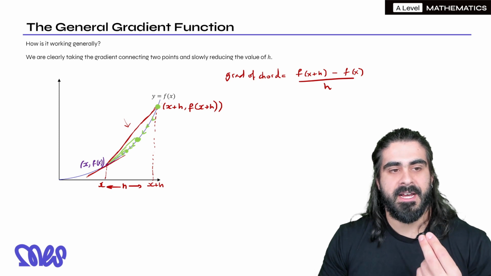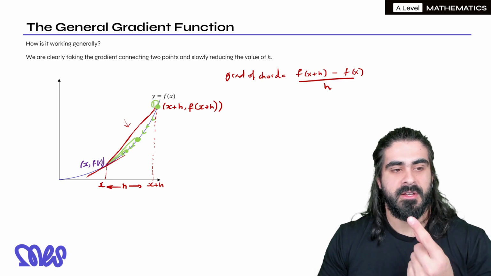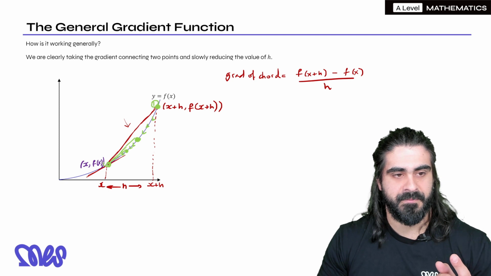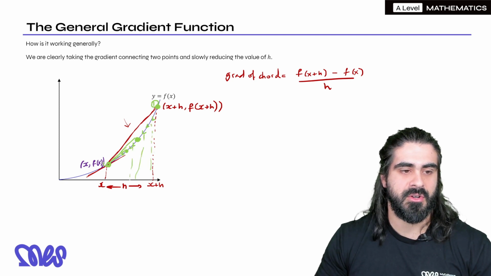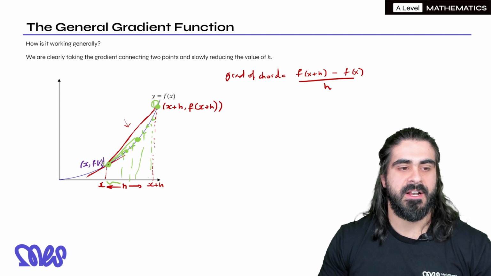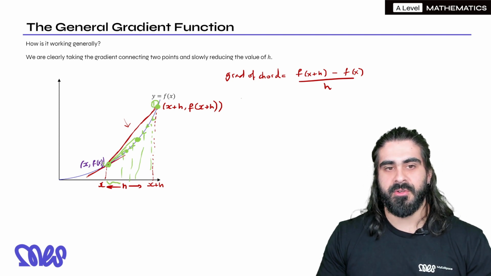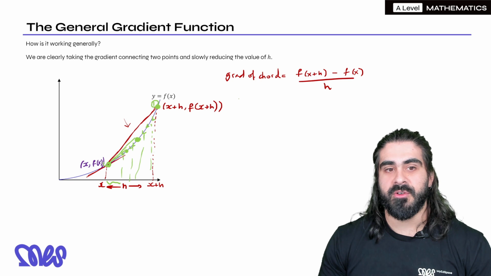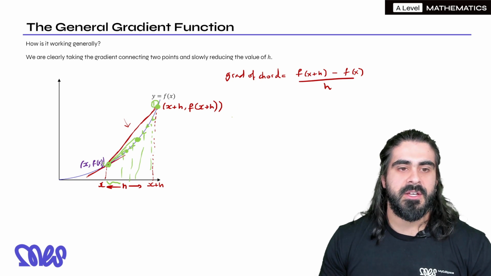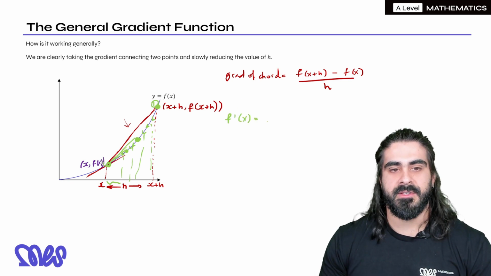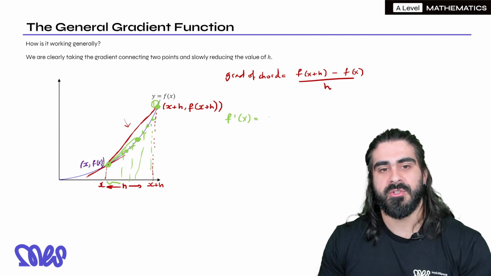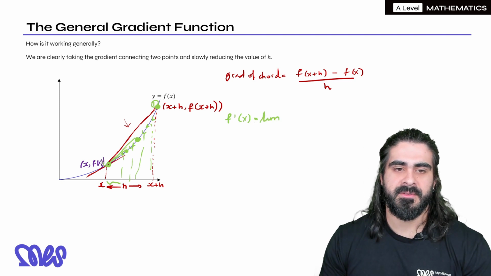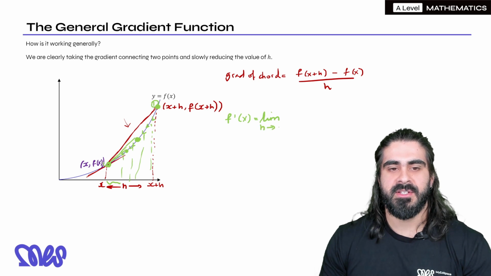So what's happening as we move this point towards the point in question? All that's happening is we're reducing the value of h. As it moves along, you can see the h value is reducing. So this is what leads to the general gradient function. f dash x is, as we reduce the value of h, we take a limit, it's called. We're saying it's the limit as h tends to 0.